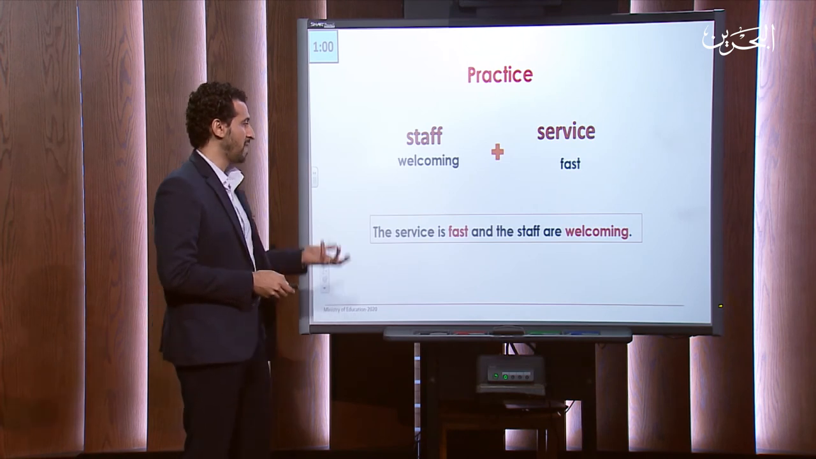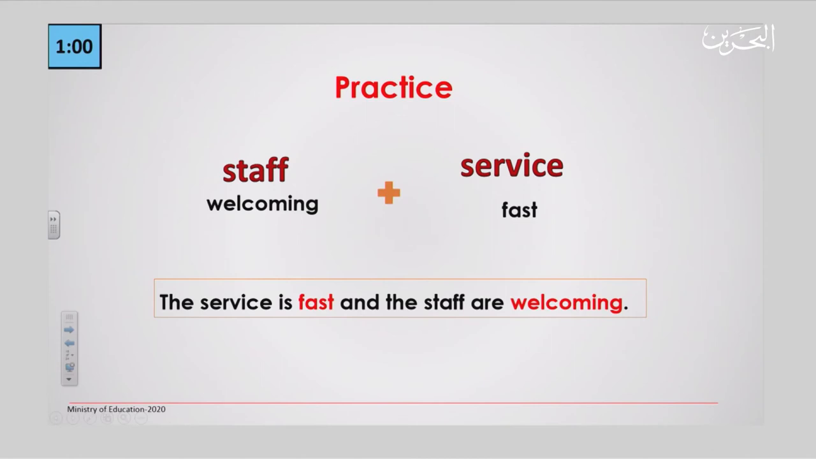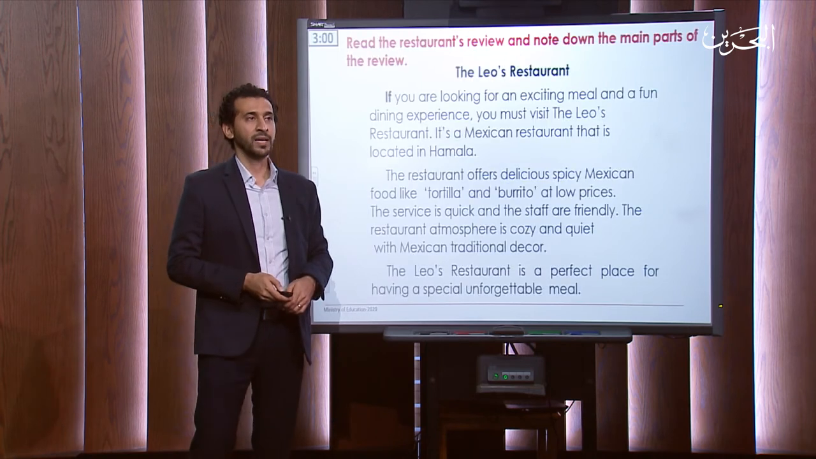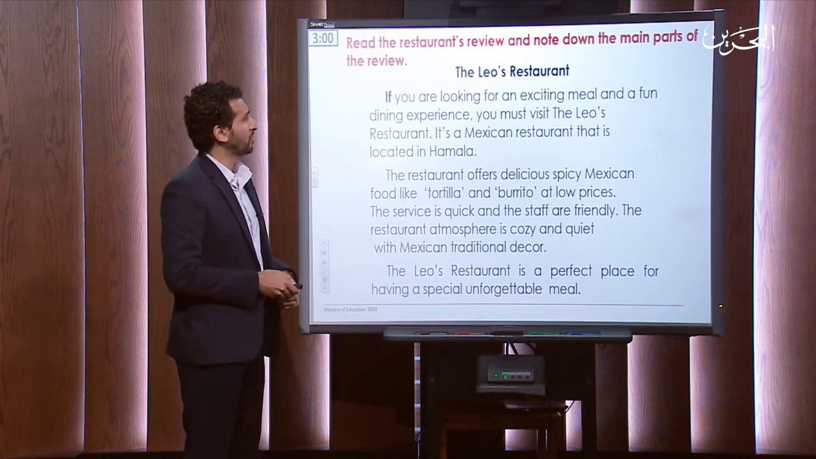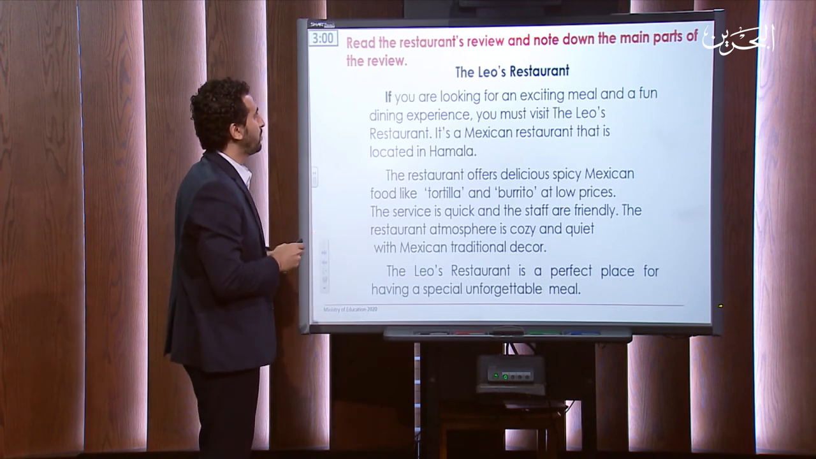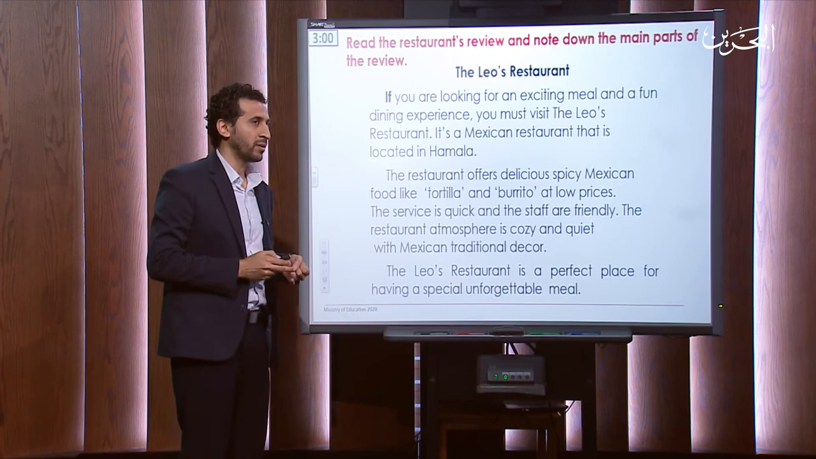Okay, let's have a look at the sentence. So here we go. This is the sentence. The service is fast and the staff are welcoming. Okay, now let's move to another task. Now let's move to task number three. In task number three, you need to read the restaurant review and note down the main parts of the review. This is a little bit different from the first one that we have seen before because it's longer, and if you look at it carefully, it has three different paragraphs. So in each paragraph, there is a piece of information. Again, you need to underline the main parts of the review. Remember atmosphere, remember food, remember location, and all of the things that we talked about. You have 3 minutes to read it carefully and note down the main parts of the review.